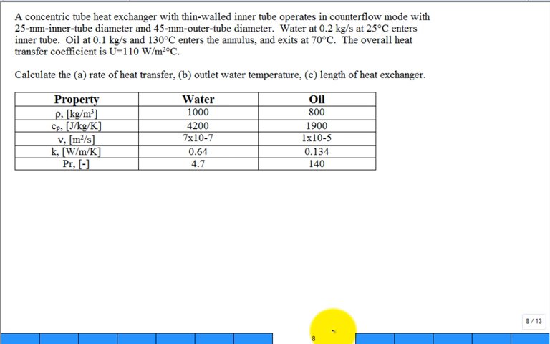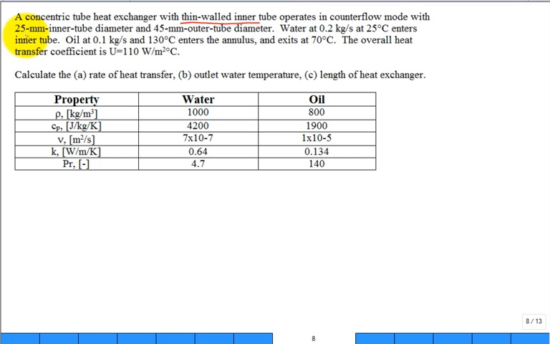Let's solve this problem. A concentric tube heat exchanger with thin-walled inner tube operates in a counterflow mode. Help interpret what that term, thin-walled inner tube, means. Thin-walled. It's going to be a negligible resistance to conduction through that wall, and there's really no difference between the fluid flowing on the inside of the tube and the fluid flowing in the annulus, which would be on the outside of that tube.